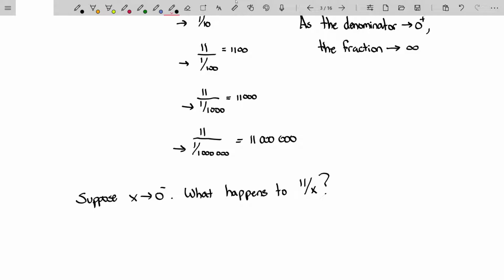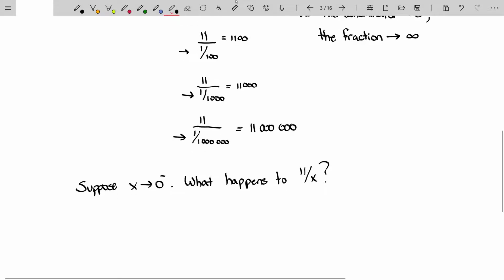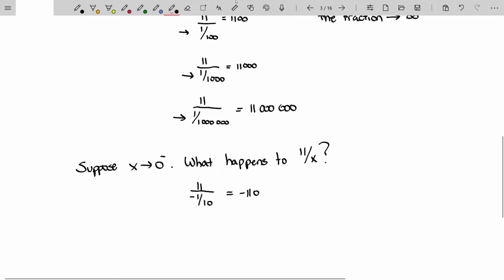So suppose that x is approaching 0 from the left-hand side. In other words, you're plugging in very small numbers, but they're negative. What happens to 11 over x? Well, again, same thing. We have 11 over some very small but negative number. Negative 1/10 is very small but negative, and that fraction will become negative 110. If you plug in something a little bit smaller into that denominator, like negative 1/100th, you will get negative 1100.